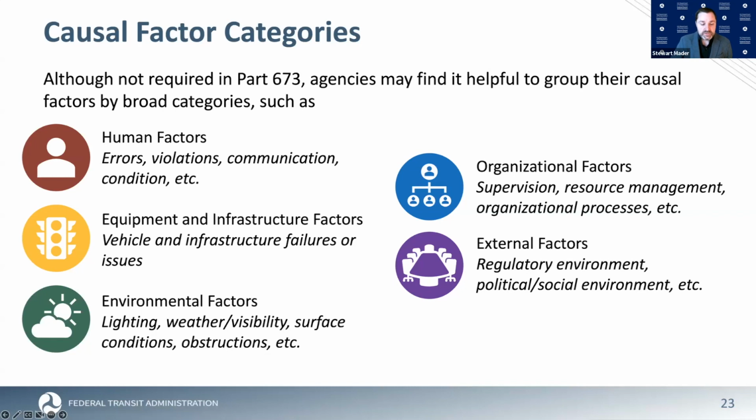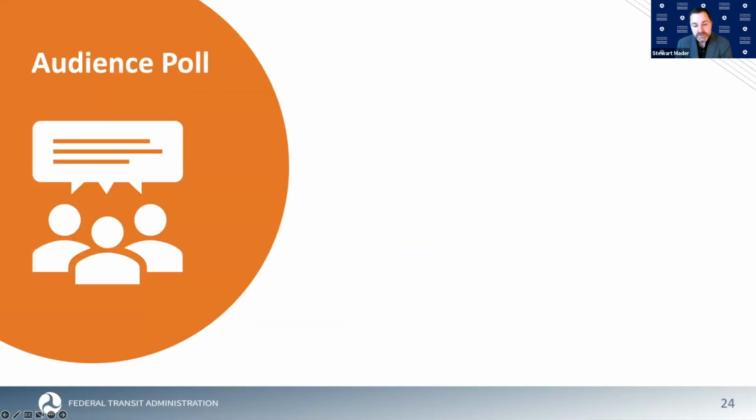And then another one is external factors. So these are factors that are outside of a transit agency's direct scope of control, and they could include oversight requirements, the broader political, social, societal environment surrounding the agency's work. Again, these are factors outside of a transit agency's scope of control, but may be causal factors. And with that, it's time for our next poll.